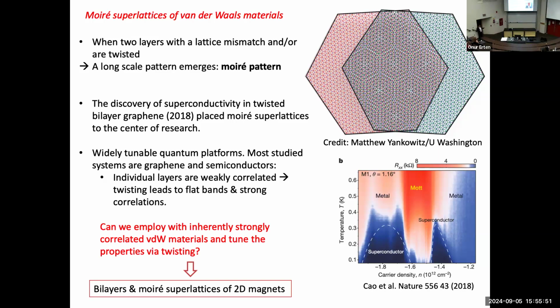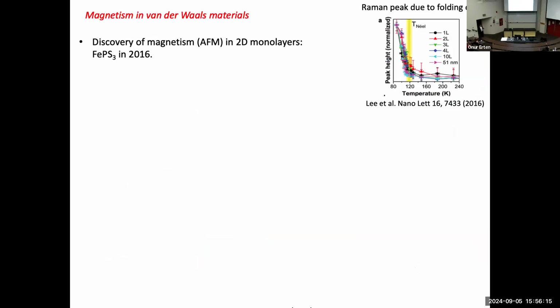And in this context, among the two-dimensional van der Waals materials, two-dimensional magnets are a great platform for this because most of these systems are already Mott insulating, right? They are already strongly correlated. And in principle, if we study the bilayers and Moiré superlattices of these systems, we may learn something new. So my group has been working on this. Okay, before I go there, let me tell you a little bit about these material classes.